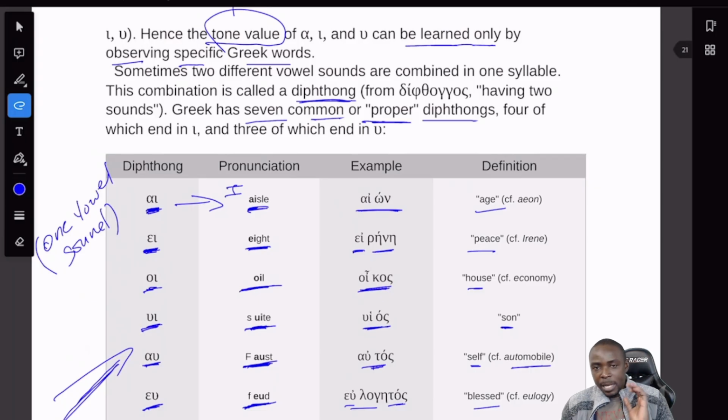So remember, a diphthong is essentially two vowels coming together to form one sound. Two vowels combined, but when you pronounce them, you're really pronouncing one sound.